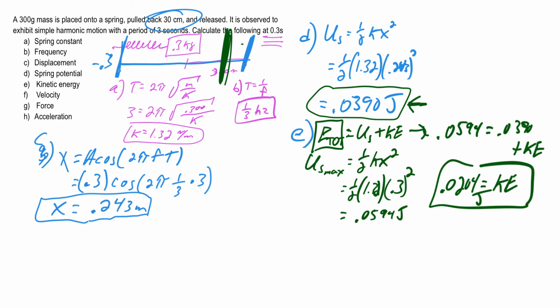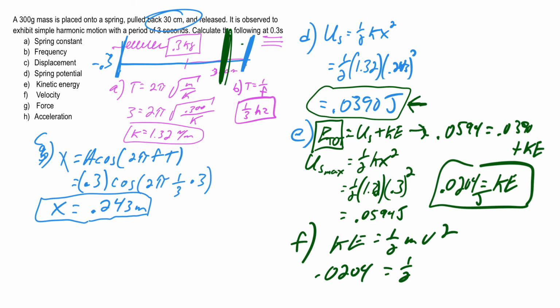That's joules, by the way. All right, and then to find the velocity, well, we know A, B, C, D, E, F, we're on F. To find the velocity, we know that kinetic energy is equal to 1/2 mv squared. So 0.0204 equals 1/2 times the mass, in this case 0.3, times v squared. We can use that to find the velocity.